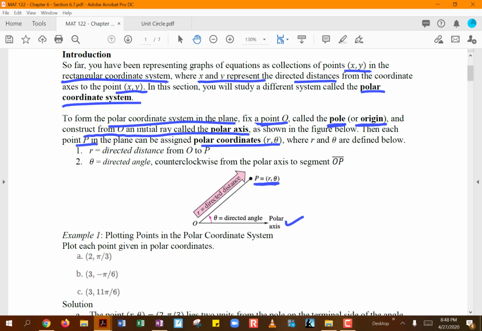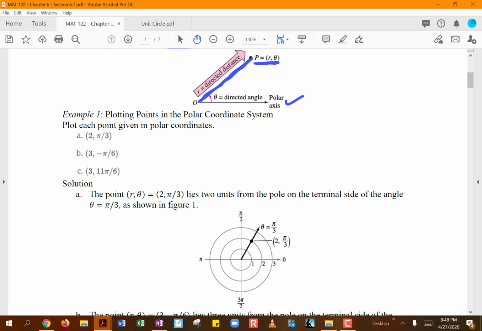Okay, so the polar coordinates will be r comma theta, and r is defined as the distance from the origin, or the pole O, to that point P. So we call it a directed distance from O to P, and theta is the directed angle which goes counterclockwise from the polar axis to the segment OP. So let's talk about how we can actually plot these points.